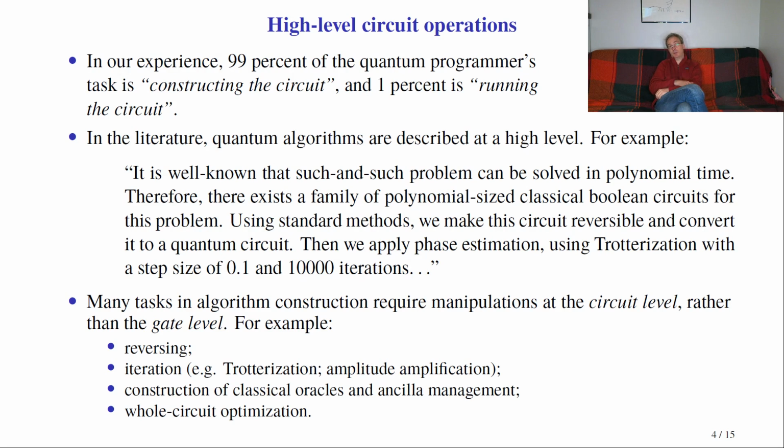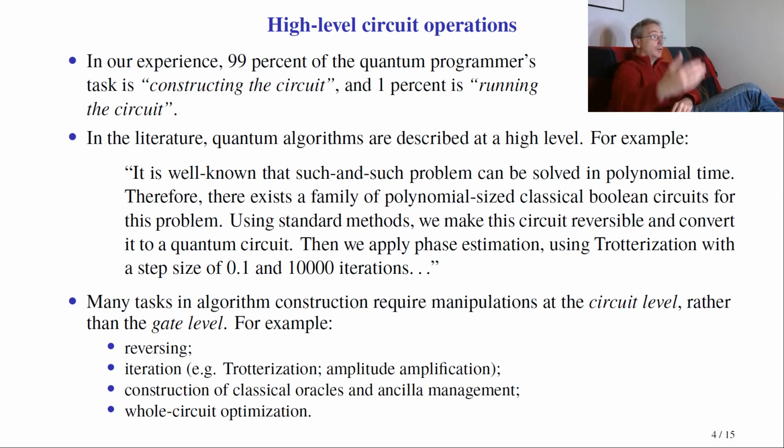For example, someone might be telling you, such and such problem can be solved in polynomial time. Therefore, there exists a polynomial family of classical circuits for this problem. Using a standard trick, we can turn these into reversible quantum circuits. And then we apply another method to the circuit, for example, phase estimation. And what it means is that most of the description of a quantum algorithm is usually by describing transformations on entire quantum circuits rather than talking about individual gates.